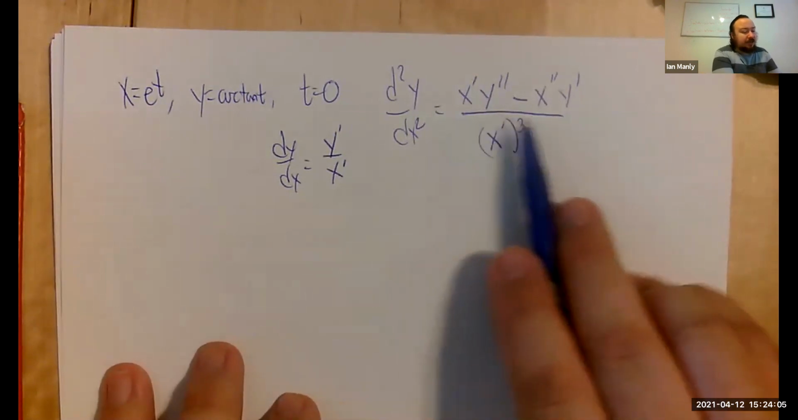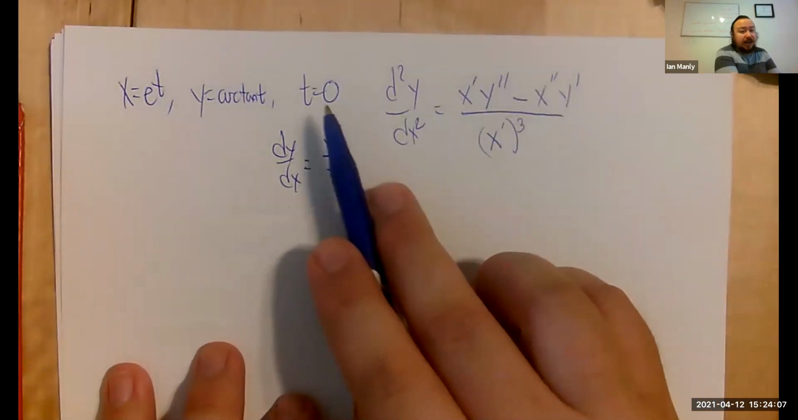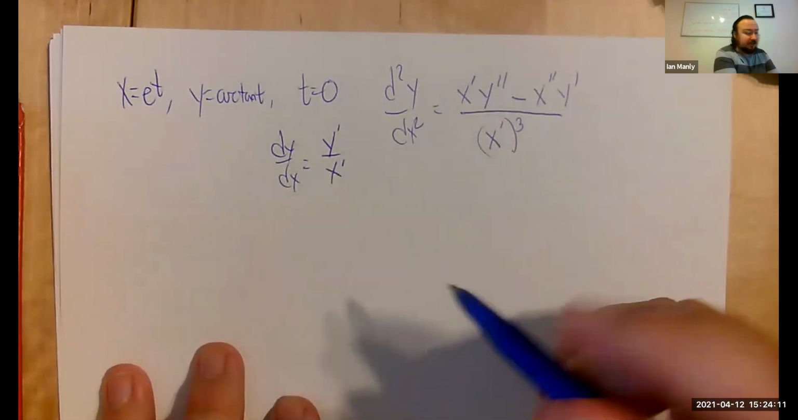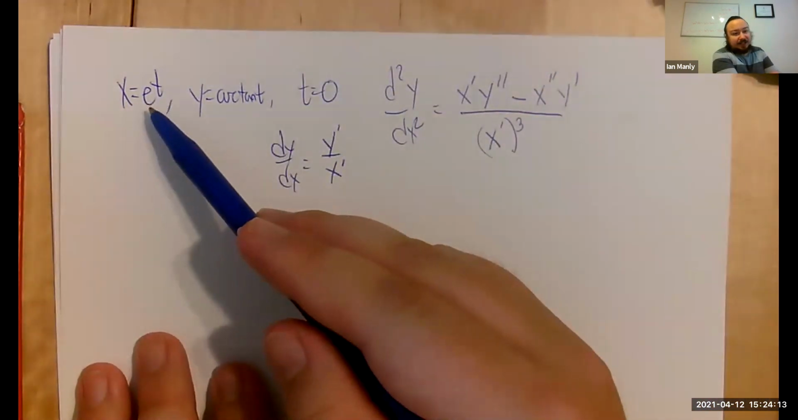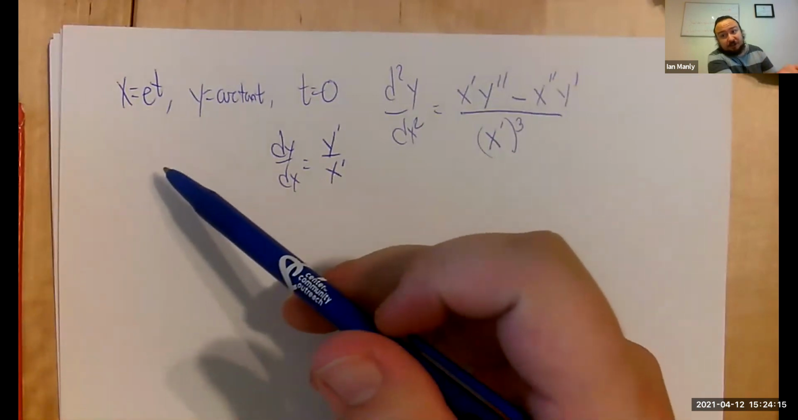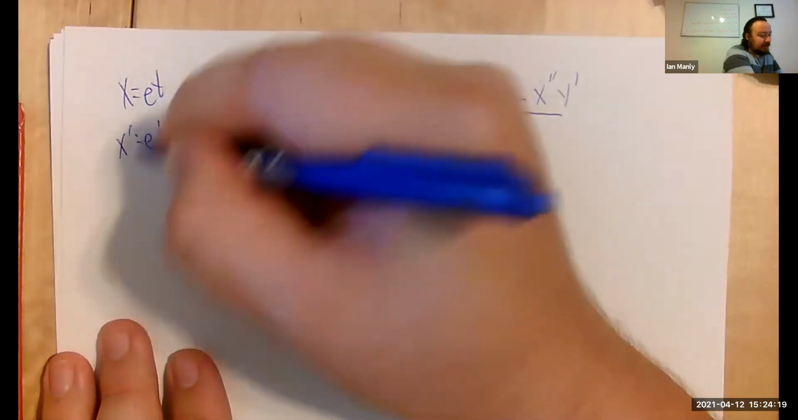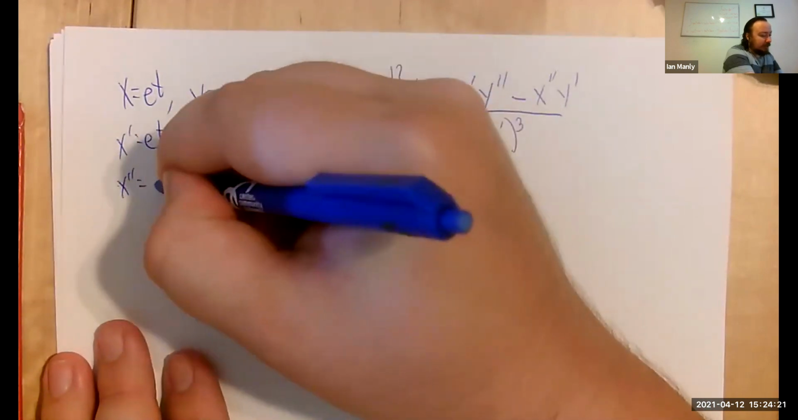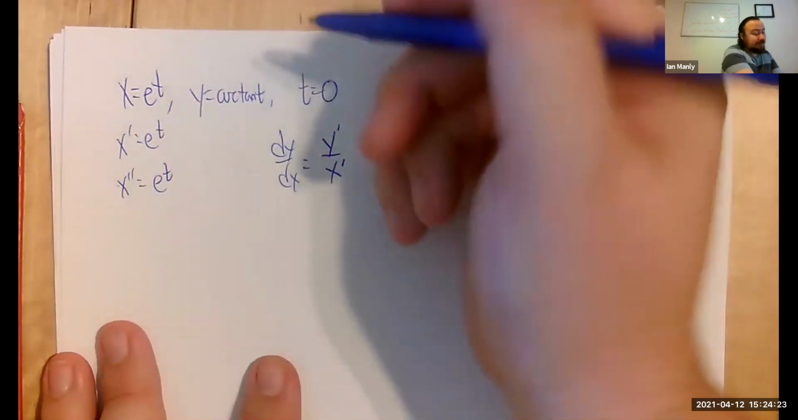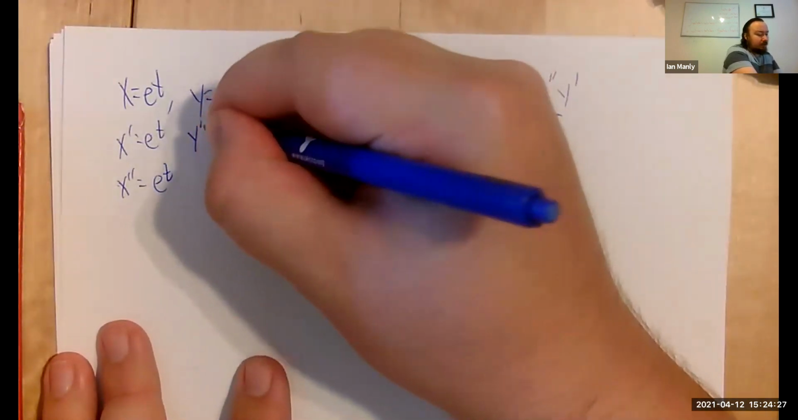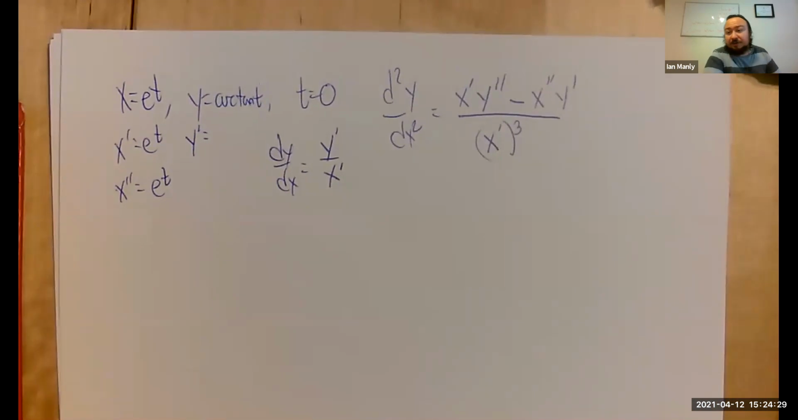All right, so let's go ahead and figure out what all of our derivatives are at t equals 0, and then we can just go ahead and plug stuff in. Well, the nice thing about x is that it's e to the t, the easiest function to differentiate. So x prime is also e to the t, and x double prime is also e to the t. All right, now this one might be a little more complicated. Y prime, do you guys remember the derivative of arctangent? What's the derivative of arctangent?